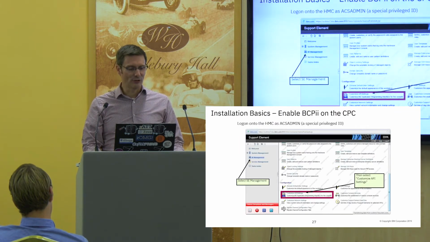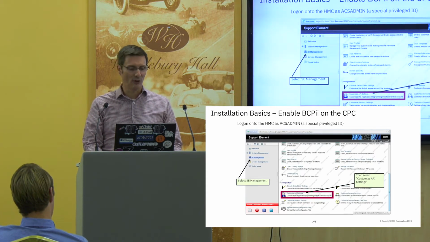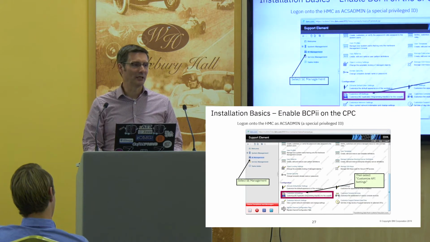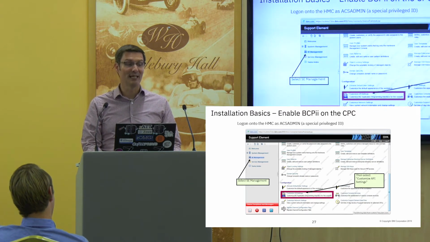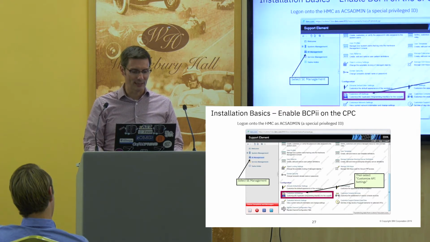The first thing you're going to do is log on to the HMC as a very special user, a special privileged ID called ACSADMIN. That is the unique ID that is given to kind of the god that runs the HMC. You might allow several other people to log on to the HMC. This guy is a very special user, a privileged user ID.